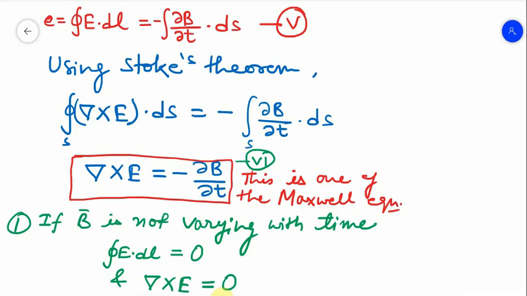Okay, so this point is very important to consider. If B is not varying with time, then ∮E·dl equal to 0 means there will be no induced EMF, and ∇×E will also be 0. Now, secondly, if the magnetic field is stationary, constant, not varying with time, while the closed circuit is revolved to get the relative motion between them, then this action is similar to generator action, and hence the induced EMF is called the motional or generator EMF.